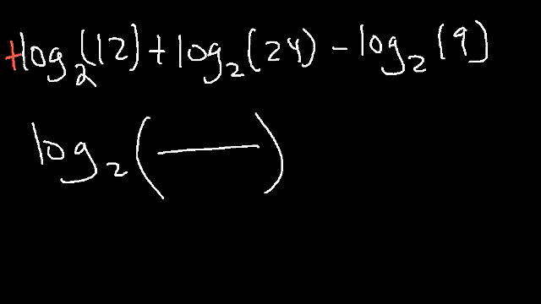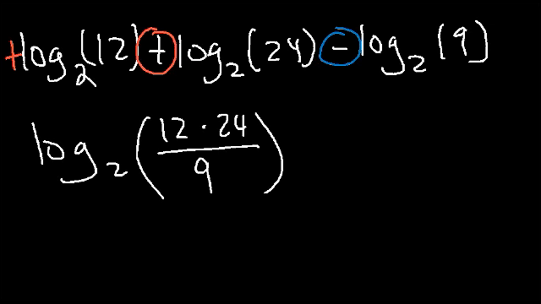The 12 and the 24 are associated with a positive sign, so it's going to be 12 times 24 on top. The 9 is associated with a negative sign, so we're going to put a 9 on the bottom. What we need to do is simplify this expression. So what's 12 times 24 divided by 9?